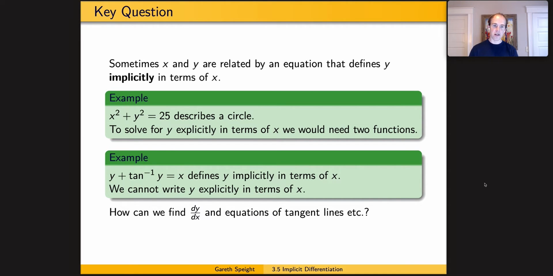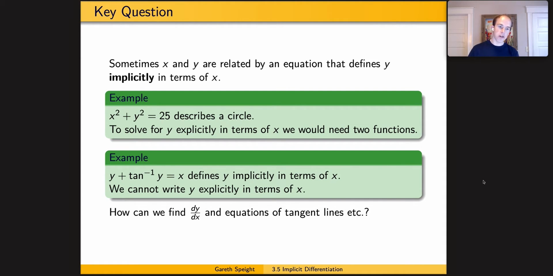And notice this isn't too unnatural, right? Because if we think of what these equations mean, x squared plus y squared equals 25 is a circle. So a circle has tangent lines just like every other curve. And also this strange equation describes a curve. Okay, quite a complicated curve, but okay, who cares? There are still tangent lines and so on. So it's not too unnatural to try to find dy over dx in this setting.